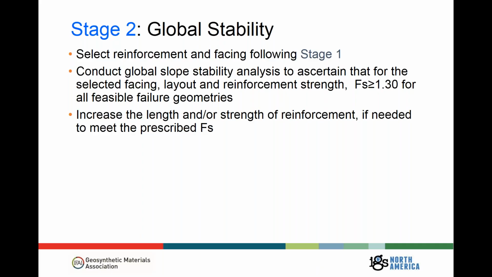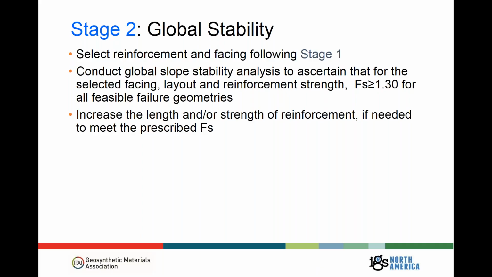So, global stability. Now we did our stage 1. We got our baseline solution. We got max Tmax. We got T0 throughout. We've now picked our reinforcement and facing elements to meet that T0, that connection demand from stage 1. We have a layout that we feel pretty good about.